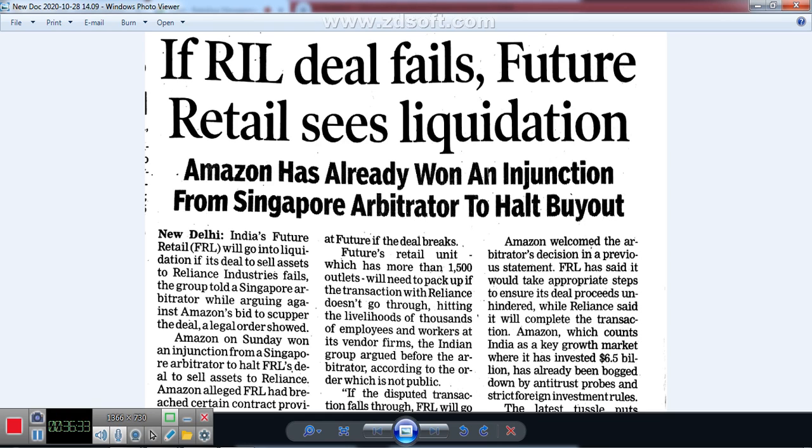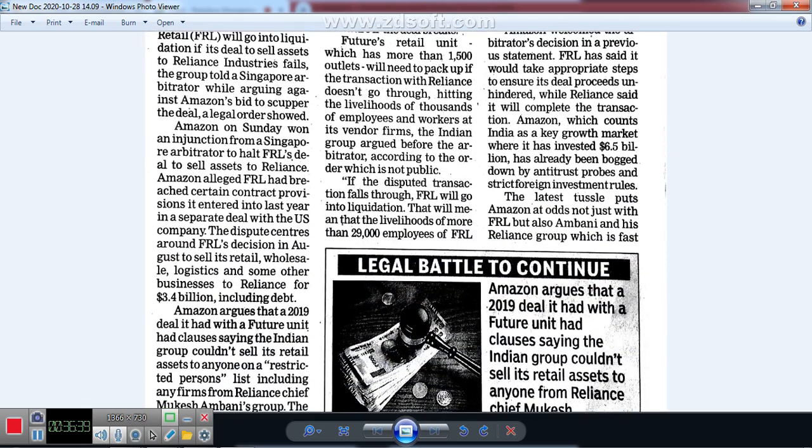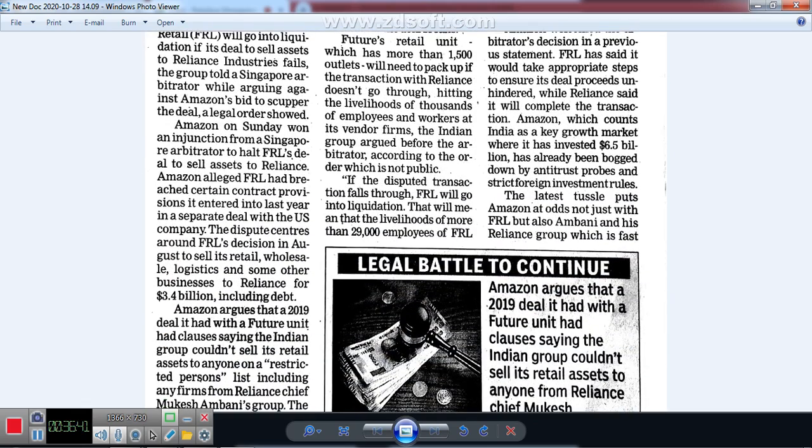to Reliance. Amazon alleged FRL, Future Retail Limited, has breached certain contract provisions it entered into last year in a separate deal with the US company, that is Amazon. The dispute centers around Future Retail Limited's decision in August to sell its retail, wholesale, logistics and some other businesses to Reliance for $3.4 billion including debt.